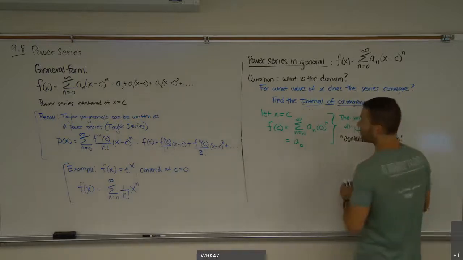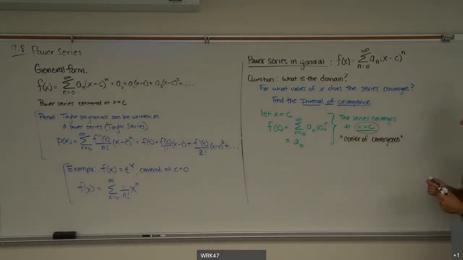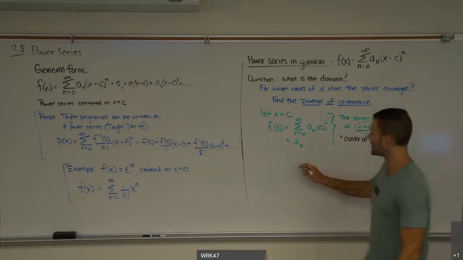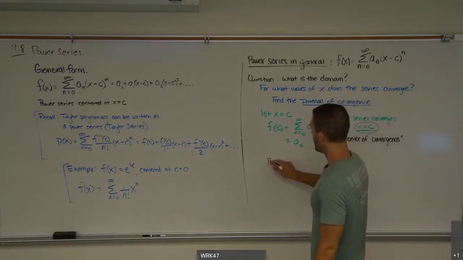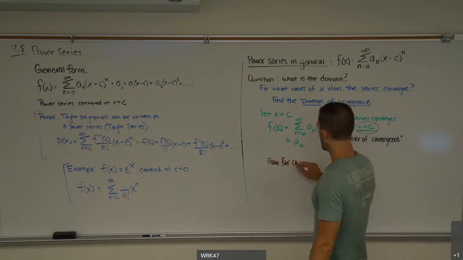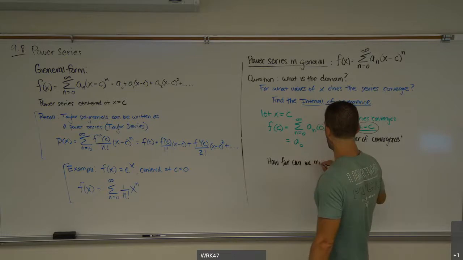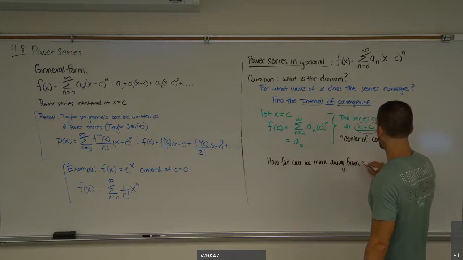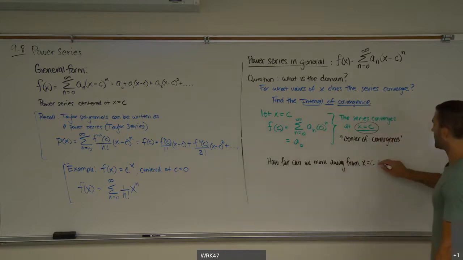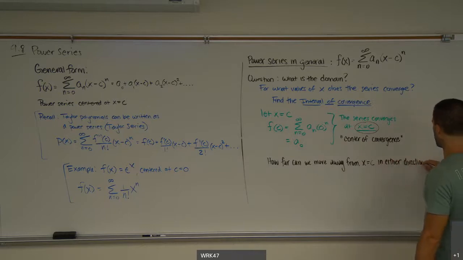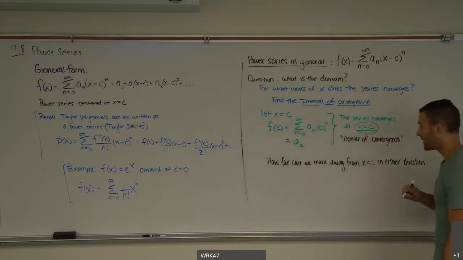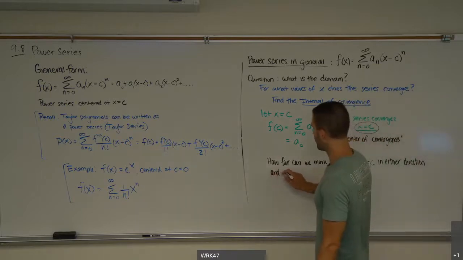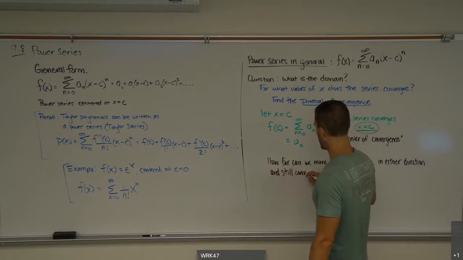And so now how are we going to move away from c? Well, we're just going to take a little step at a time. And so how do we find the interval of convergence? It's going to come down to asking ourselves, how far can we move away from c in either direction? I want to move both directions away from c. c is somewhere on the number line. We want to move a little behind it, a little above it. How far can we move away from x equals c in either direction and still converge? That's the question.